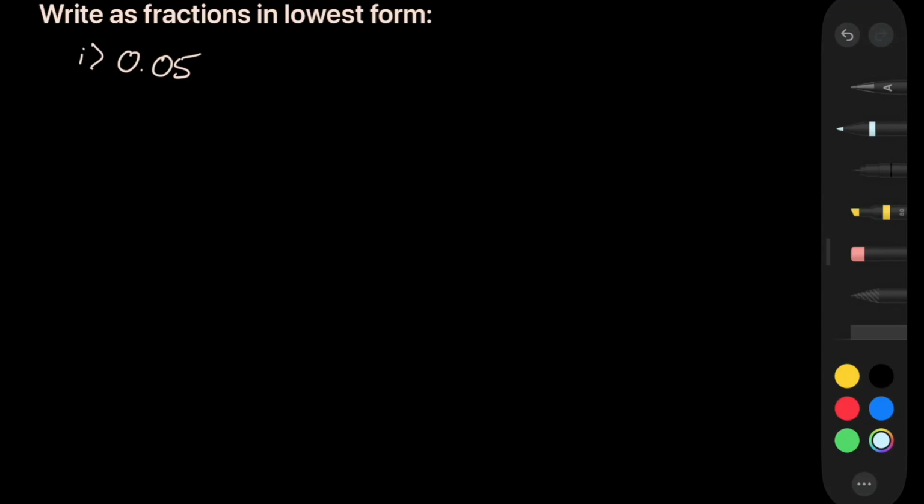So in this question, we'll try to write 0.05 in its fractional form. So the way I do it is write 0.05 as a numerator and 1 as a denominator. Now, as we know, multiplying the numerator and denominator by the same number results in an equal fraction. So let's multiply both by 10.